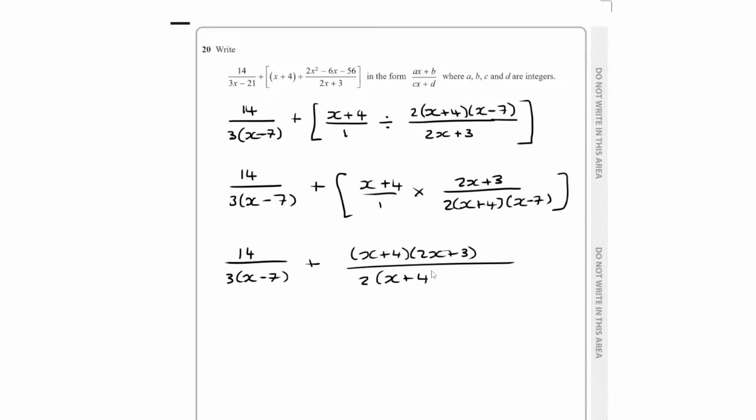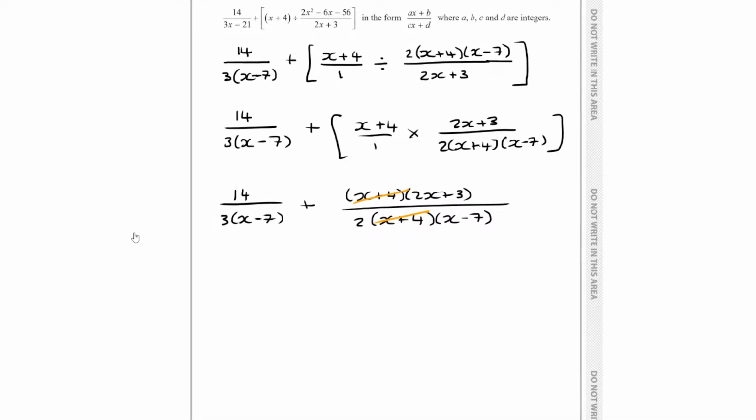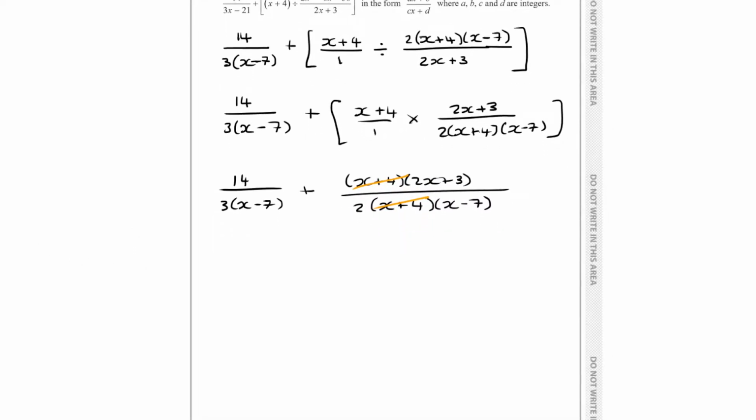2x plus 4. And every step along the way, I see if I can simplify anything, as in cancel any brackets out. Do you see how now I've got x plus 4 and x plus 4? Can cancel that out, just to try and make it all a lot smaller, a lot simpler before I move on to adding. So rewrite that, we get 14, 3, x minus 7 still there. Plus, then it's just 2x plus 3 over 2x minus 7. Now I'm going to add them.